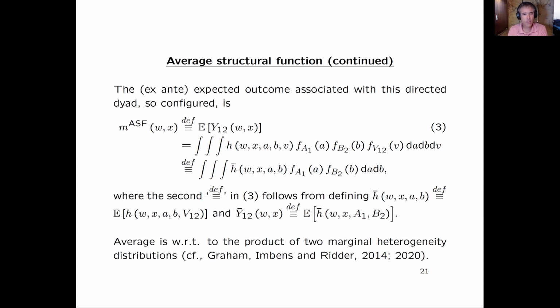I think I'll skip over the maths. Just focus on the thought experiment as an understanding of the estimand. Now, this type of estimand has appeared in some of my earlier work, particularly work with Hito and Hurt-Ritter, where in a multi-population setting, you have multiple heterogeneity distributions associated with the different populations, and you need to average over the products of these marginal heterogeneity distributions.